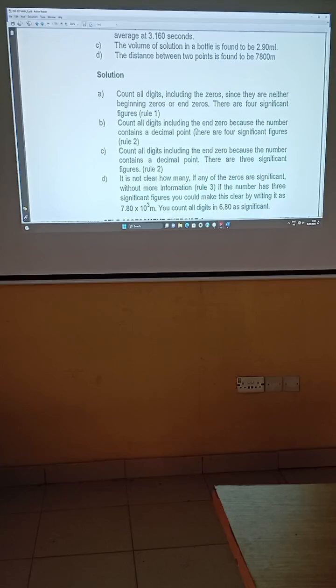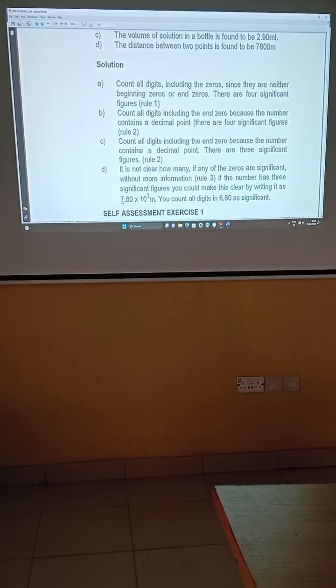Option D, we are going to write this in standard form. Okay, let's do it now. It is not clear how many, if any, of the zeros are significant without more information, according to rule 3, you see it up there, rule 3. If the number has 3 significant figures, you could make this clear by writing it as 7.80 by 10 to the power 3 meters. So if the point now here is after the 0, move 1, 2, 3. So 7.8, from the right to left, the power of 10 becomes positive.